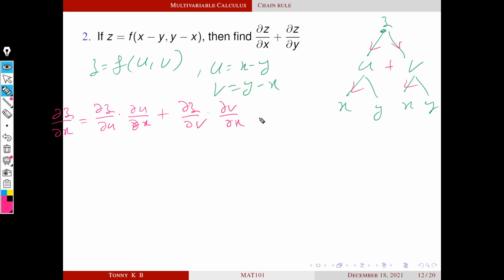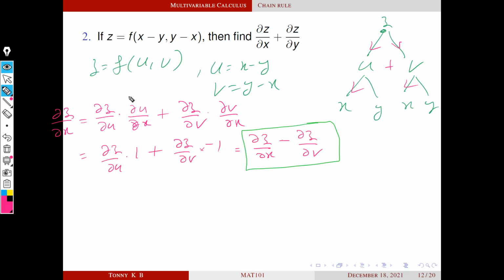Next you have to find all these derivatives and substitute. Here the function is unknown, so we keep ∂z/∂u as it is, into ∂u/∂x, which is 1, plus ∂z/∂v into ∂v/∂x, which is minus 1. So this expression becomes ∂z/∂u minus ∂z/∂v. Similarly, you can find ∂z/∂y.